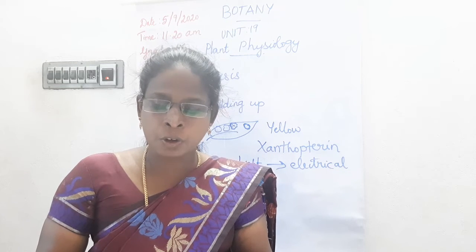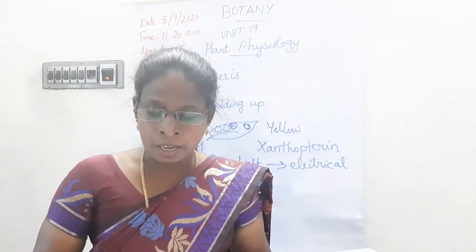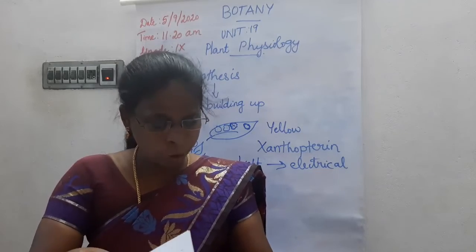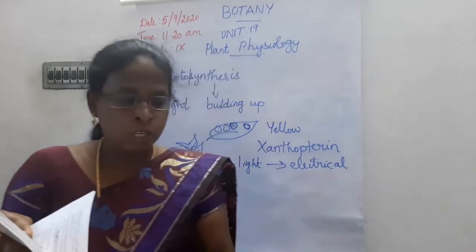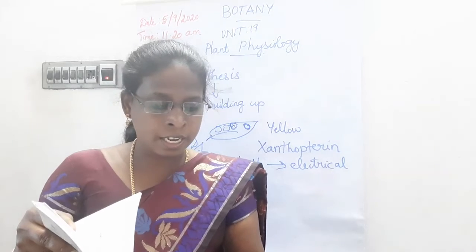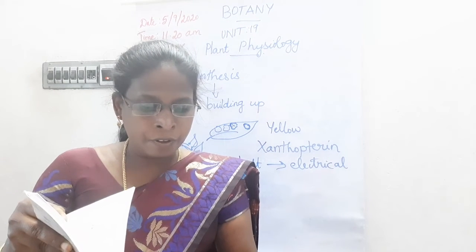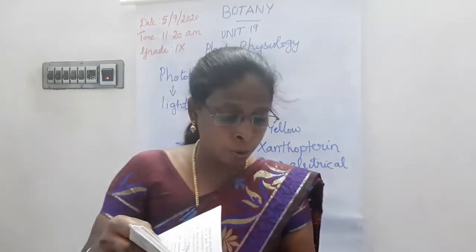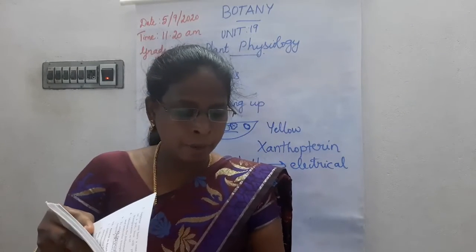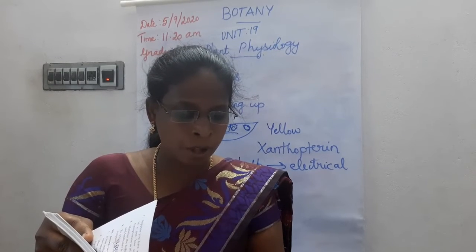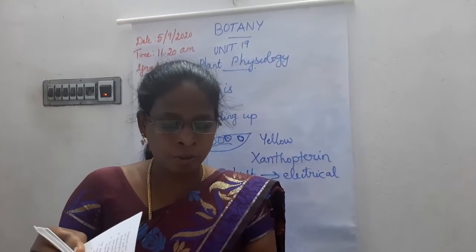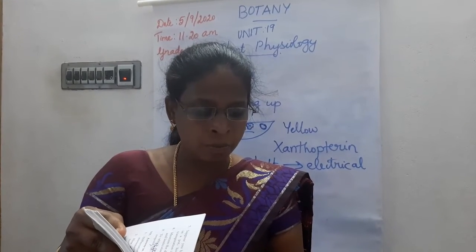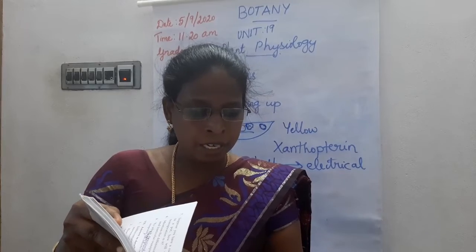Then the same question, B part. Green plants are autotrophic in their mode of nutrition. Why? That answer is in page number 228. Photosynthesis heading is there, no? That para, fifth line. You see, green plants are autotrophic in their mode of nutrition because they prepare their food materials through a process called photosynthesis.